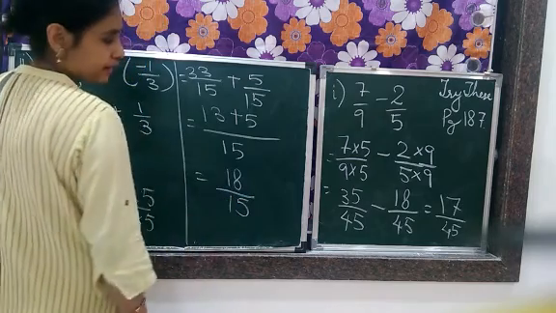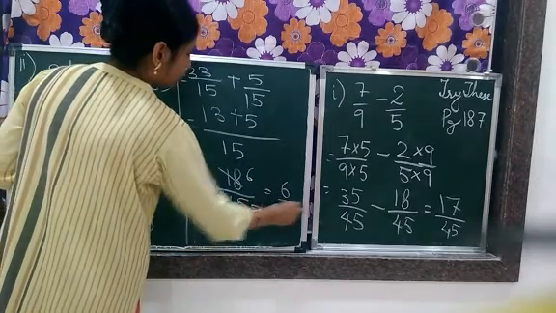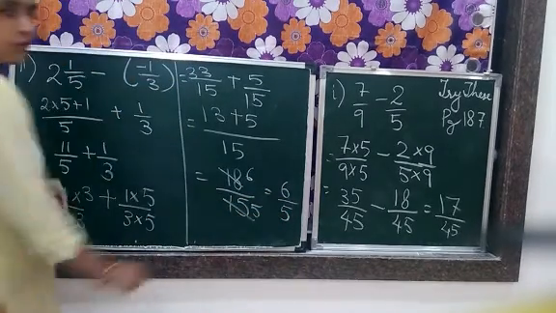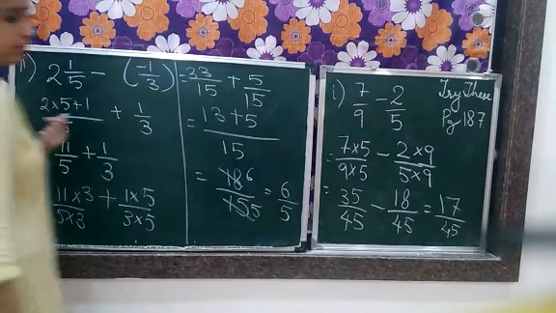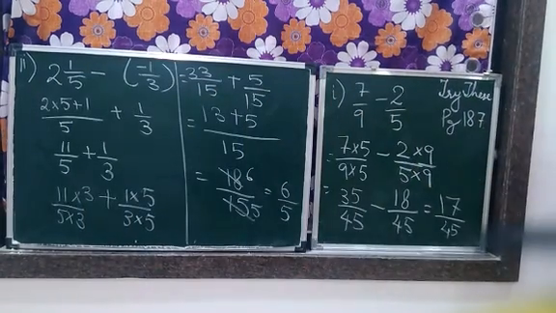Both are divisible by 3. 3 6s are 18, 3 5s are 15. So the answer comes out to be 6 by 5. If you want to convert it into a mixed number, then 1 and 1 by 5. So this completes the second one.